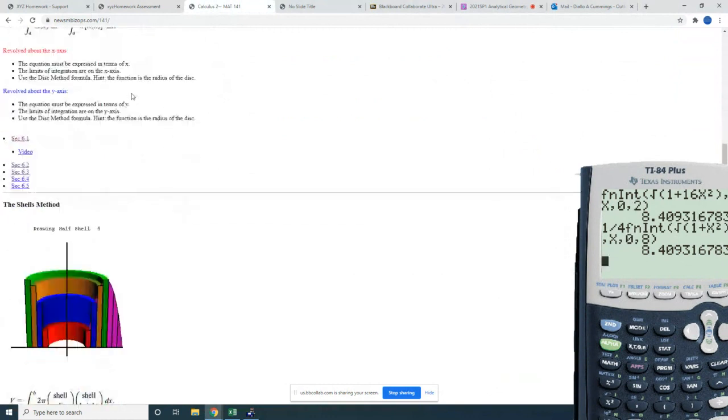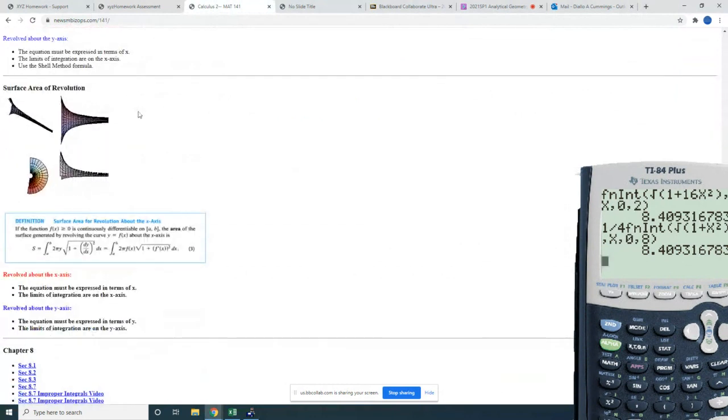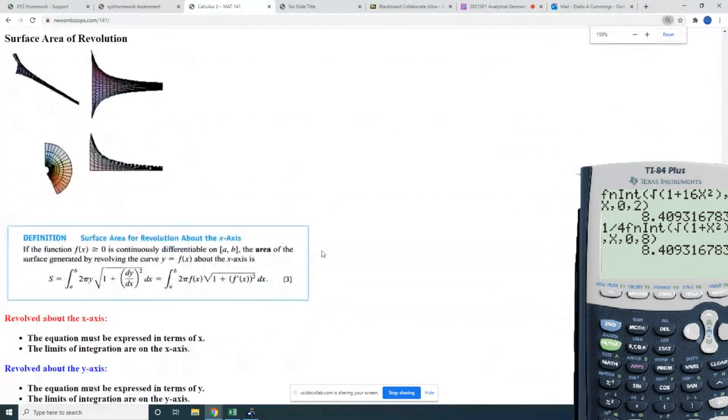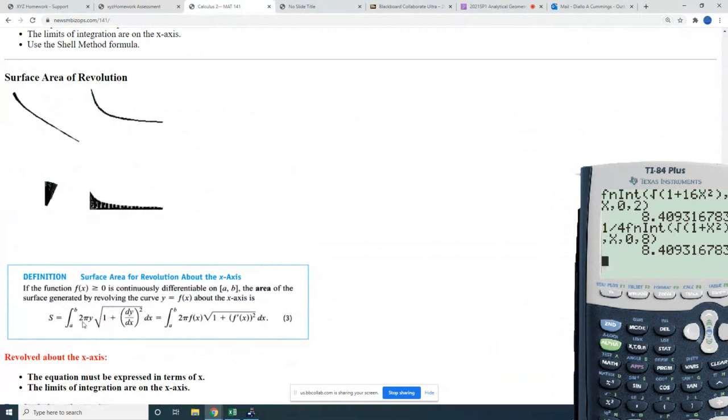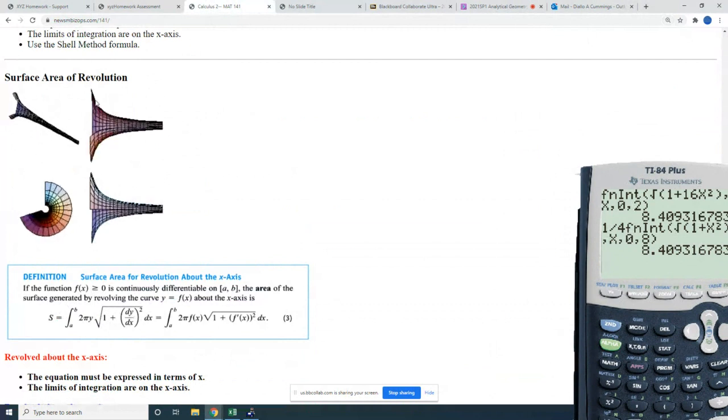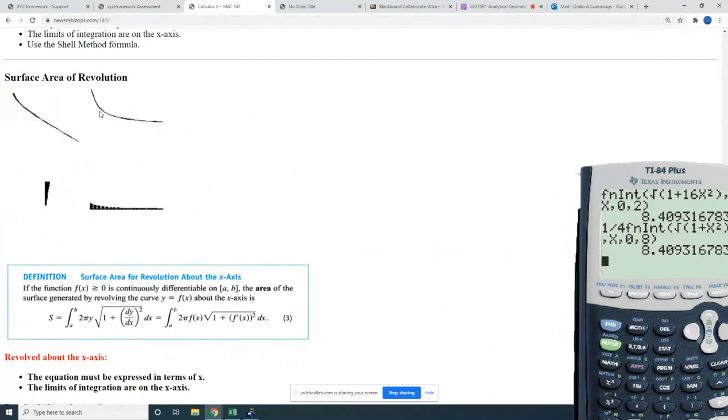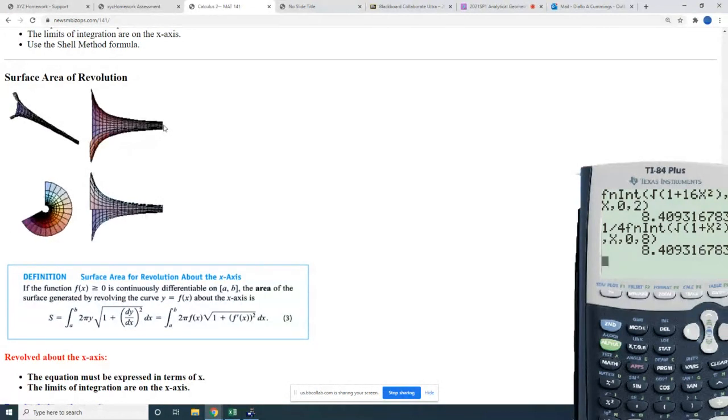All right, so if I go back to the lecture note page, and if we scroll down to the surface area of revolution, here is in essence what we're doing. We're taking that piece of arc length, blow this up a little. So notice here's the formula. And notice here's that piece of arc length, the square root of 1 plus the derivative squared. We're taking that arc length and we're rotating that arc length around an axis.